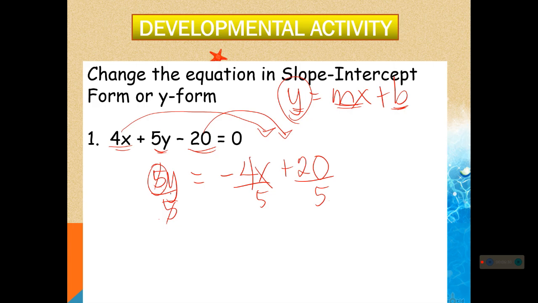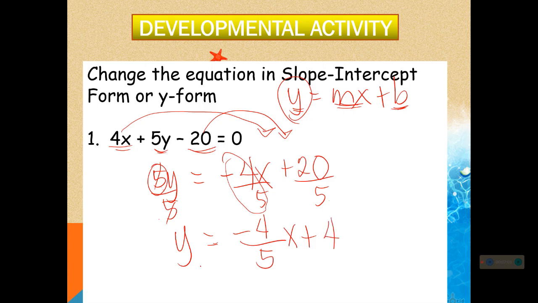So you will be left with y, because 5y divided by 5 is y. Equals, so you are going to divide this also. But since it is not divisible, you may have negative 4 over 5. If you can reduce this to lowest terms, you have to reduce. Since 4 over 5 cannot be reduced, that's why you have negative 4 over 5. And then, positive 20 divided by 5 is, correct, positive 4.